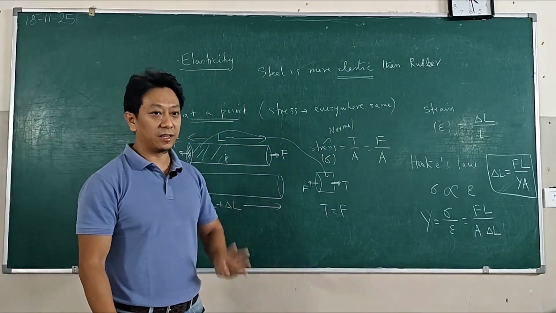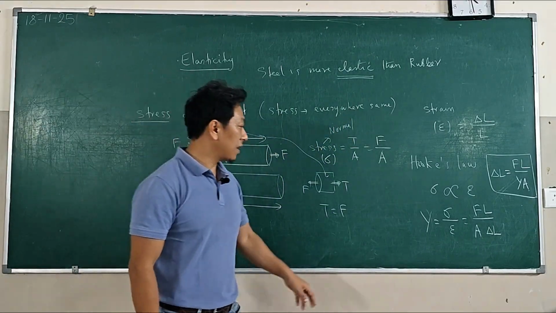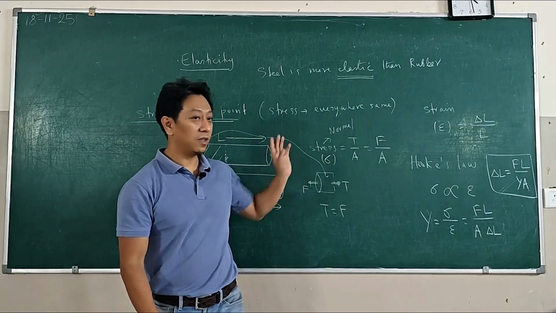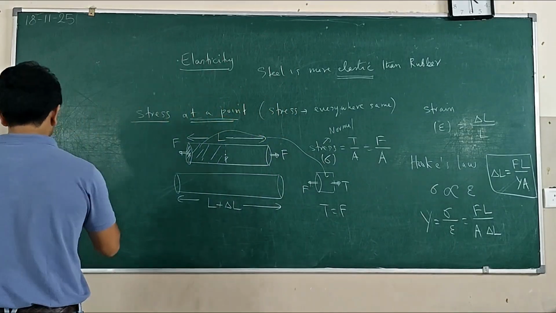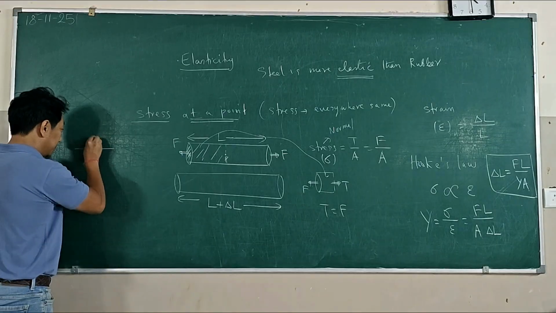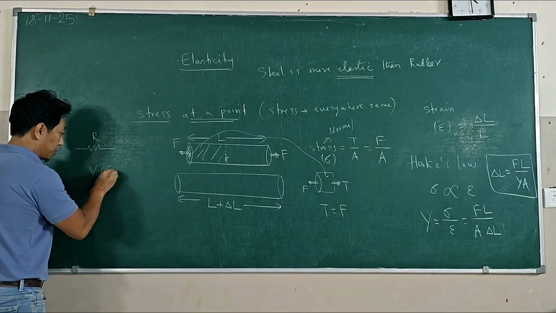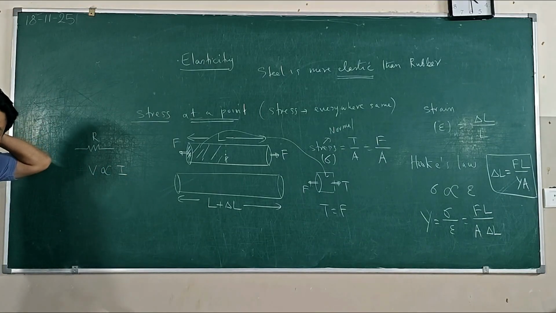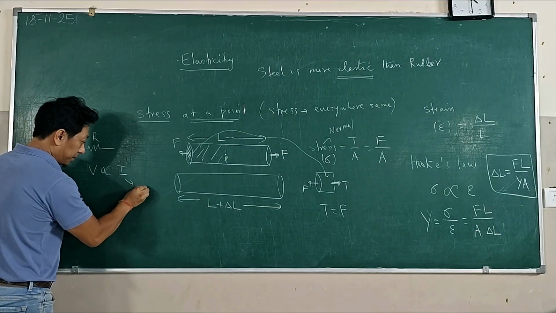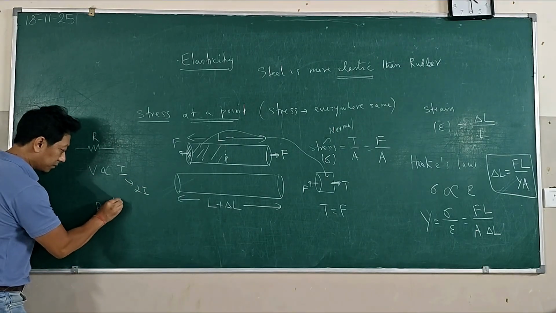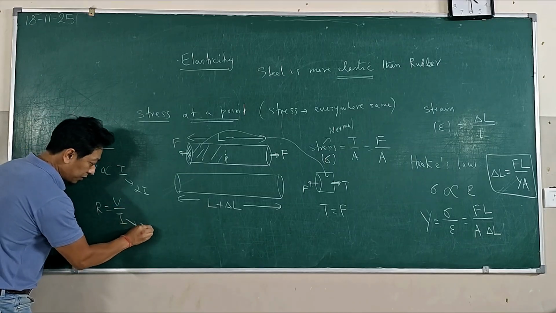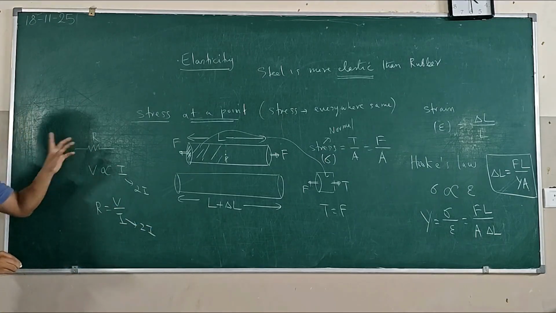Now tell me something. Suppose I double the length. What will be Young's modulus of the wire if I double the length? Okay, different question. In a resistor, we know V is proportional to I. Suppose I double the current. What will be the change in resistance? What will be resistance? So, if current is doubled, what will be the change in resistance for this resistor?